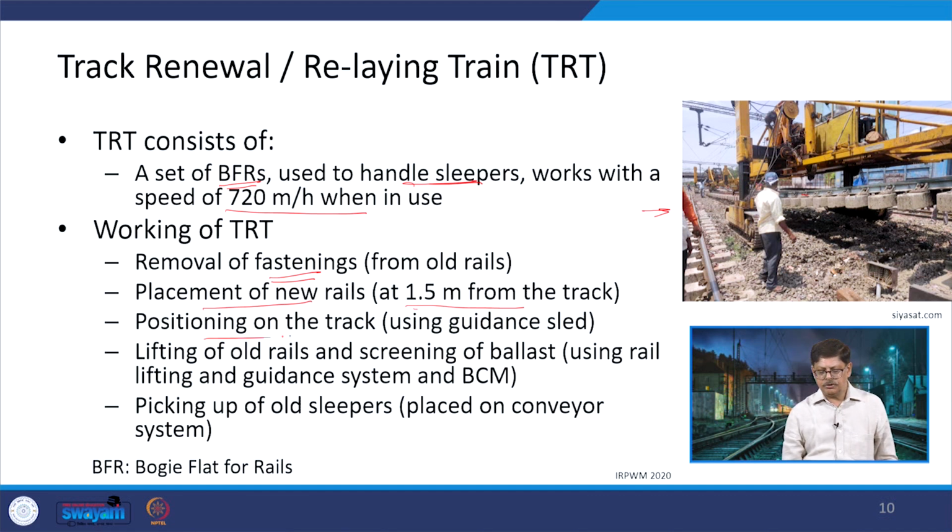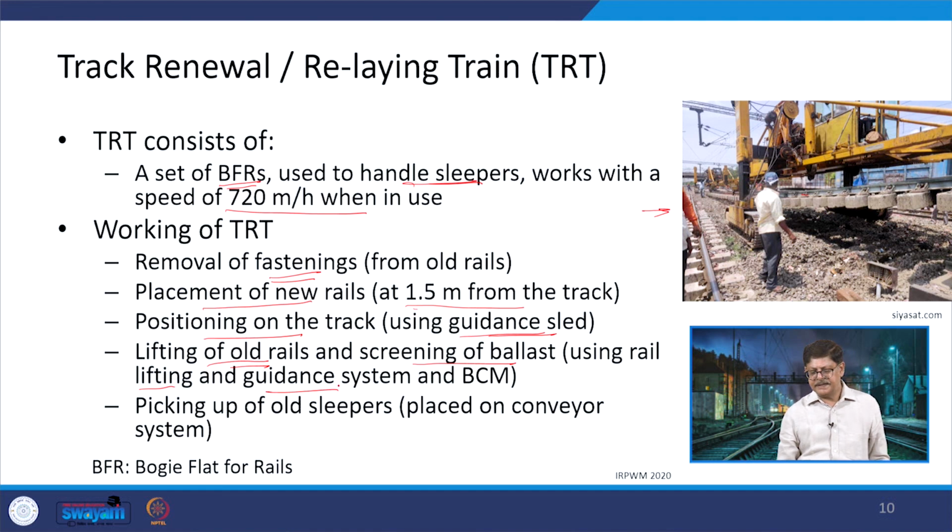Then positioning on the track: the whole assembly, the whole train, will come on the alignment. Whatever the alignment is, this train will come on that. There is a system provided with the help of which it will come there. There are guidance sleds, and with the help of those it will come on the track. Then it will lift the old rails and screen the ballast.